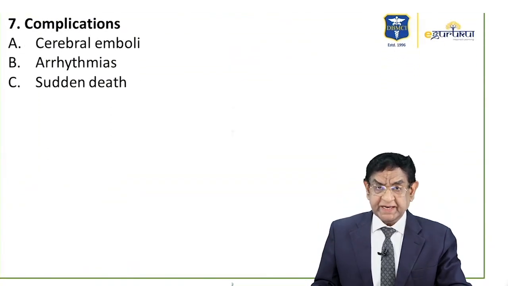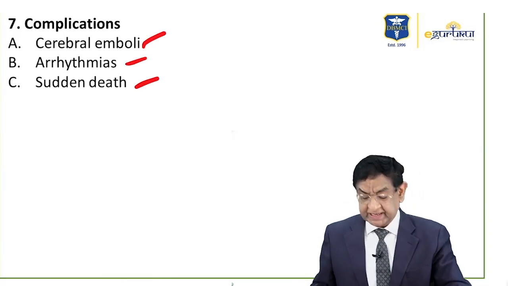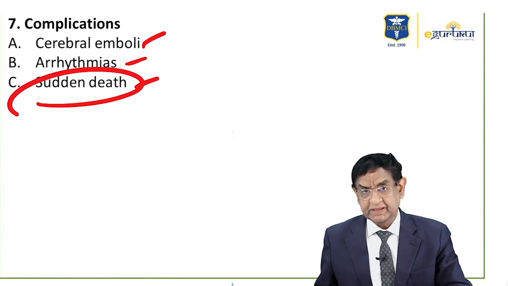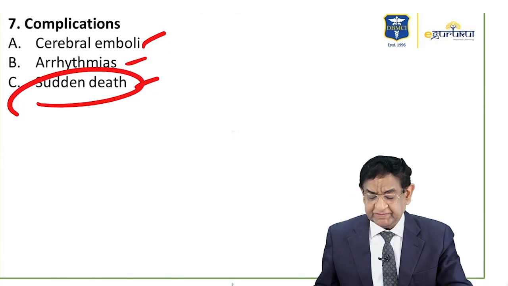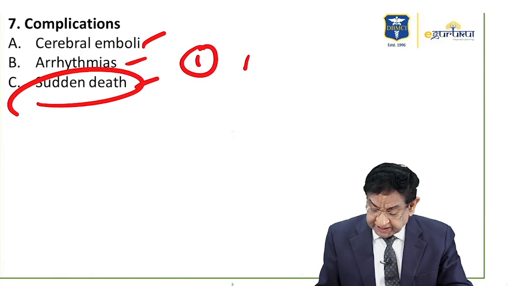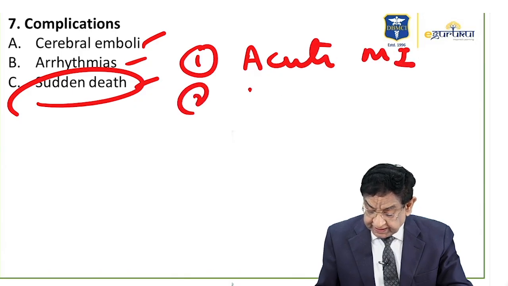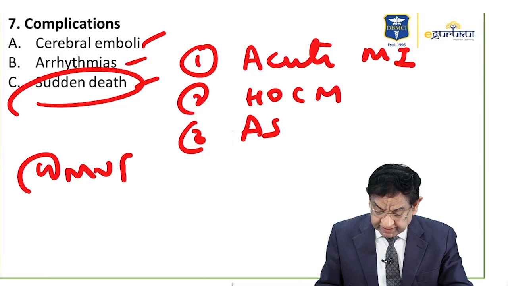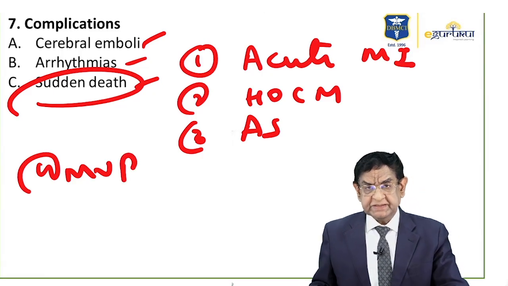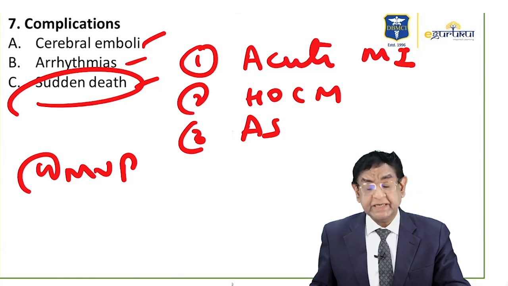What complications can occur? Embolic phenomena, arrhythmias, and sudden death. This is one condition which can lead to sudden death also. Let me give you extra knowledge. What are the cardiac conditions where a patient can have sudden death? Sudden death can occur in acute MI. It can occur in HOCM. It can occur in aortic stenosis. It can occur in mitral valve collapse. These are some of the important conditions where sudden death can occur.